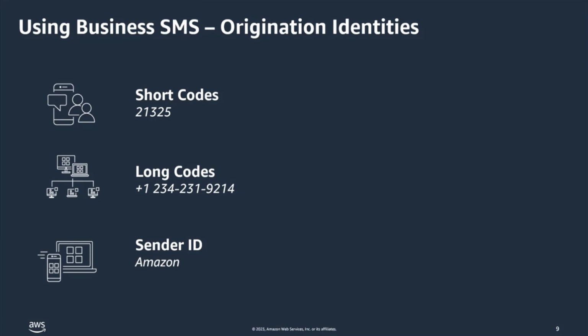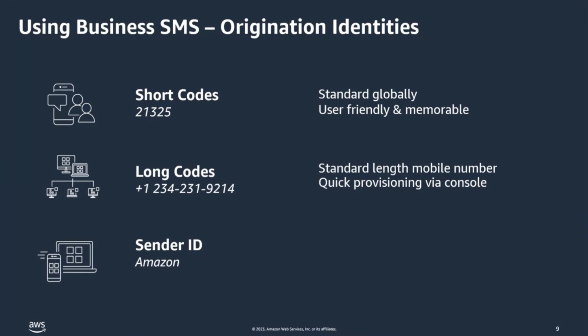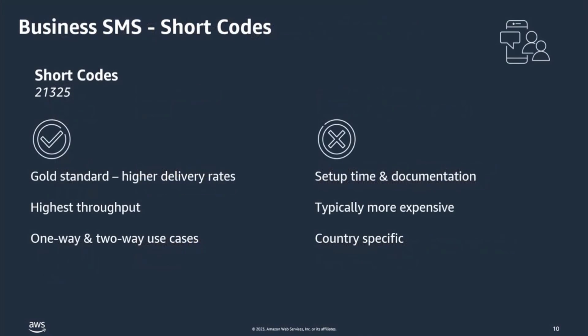So we can block these into 3 categories. First, we have shortcode. This is essentially the standard kind of globally. It's user-friendly. It's 5 to 6 digits typically, and can be supporting user-initiated messaging, so texting in to a number. We have long codes. These are typically the standard length of a mobile number. They come with the benefit of quick provisioning, also through the Pinpoint console. And we have sender ID. This is an alphanumeric text that is shown as sender and gives you an optimal branding option. Go into a bit more details on each of these, starting with the shortcode.